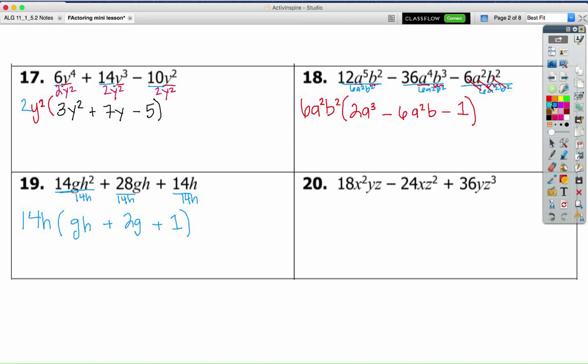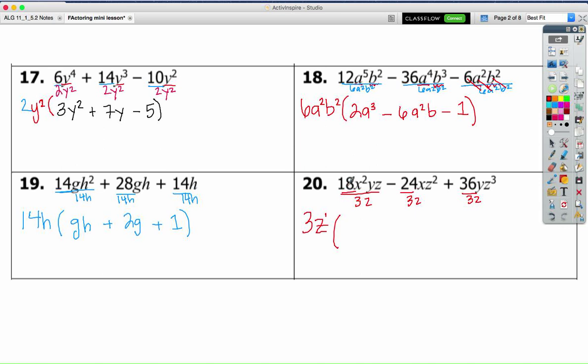Last example of GCF, 18, 24, and 36. So thinking of what number goes evenly into all three, I believe it is 3. So we will take out 3. X is with the first two, but not the last one. Y is with the first and the last one, but not the middle. But Z is with all three terms, so we can take out a Z to the first power, because that's the smallest one here.